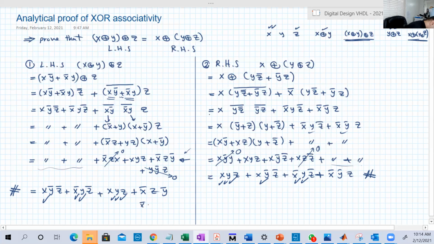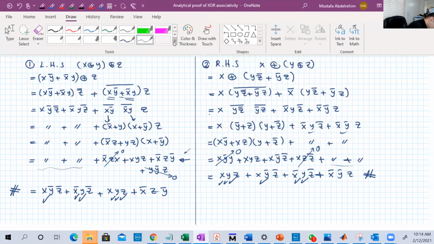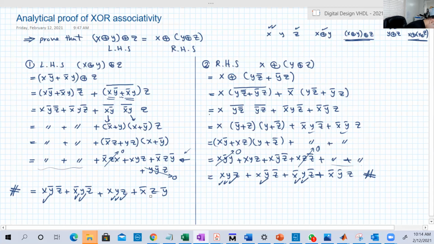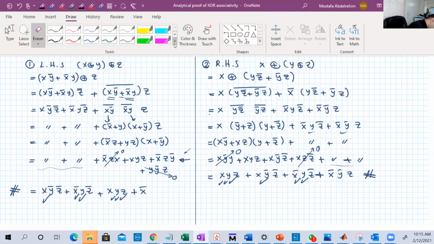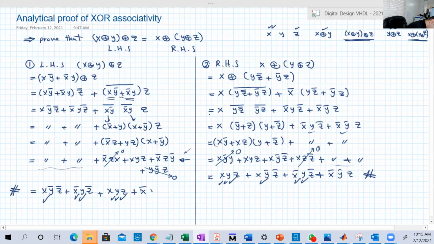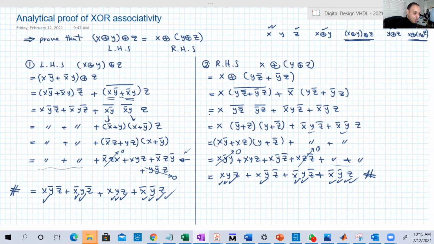So let's write this as follows. Of course, they are the same. So x bar, y bar, z, to make it perfect for you, although it's still right. x bar, y bar, z. Yes, and here is x bar, y bar, z, x bar, y bar, z. With 4 matches. So now since 1 and 2 are equal, we have proved the associative property of the XOR gate.